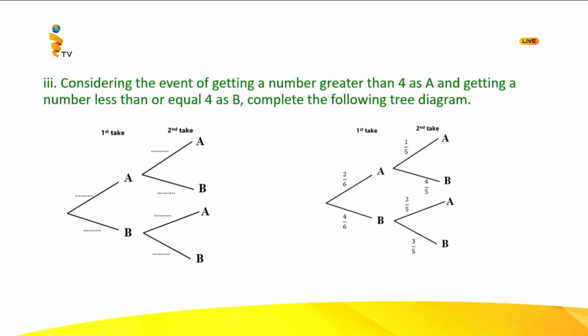Now, suppose you take a number less than or equal to 4 in the first take. Now, you are not going to replace the ball. Therefore, only 5 balls are there inside the bag. And out of these 5 balls, 3 are less than or equal to 4 and 2 are greater than 4. Therefore, the probability of getting a number greater than 4 is 2 over 5 and less than or equal to 4 is 3 over 5. So, this is the completed tree diagram.